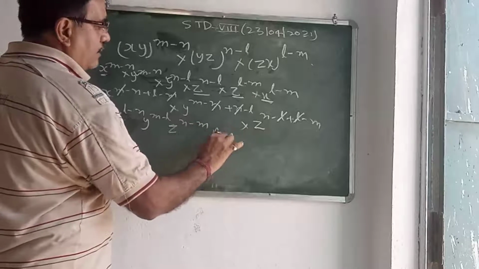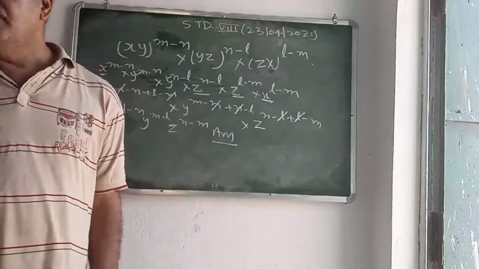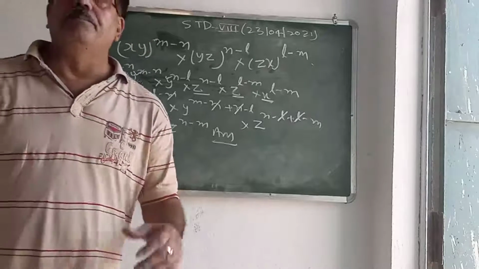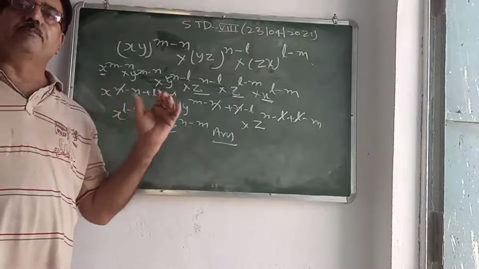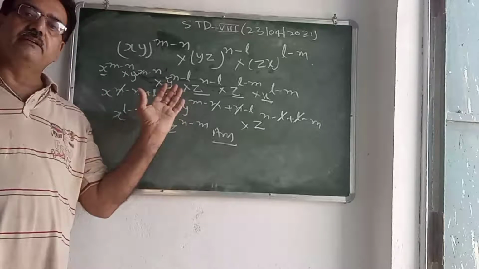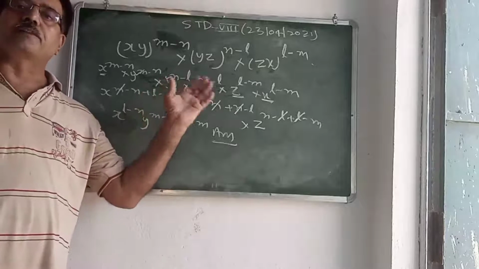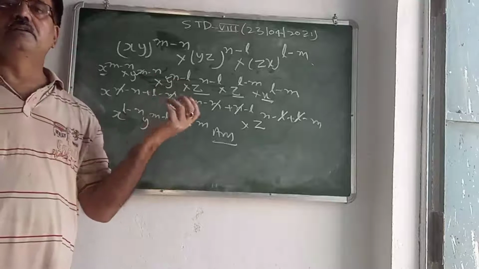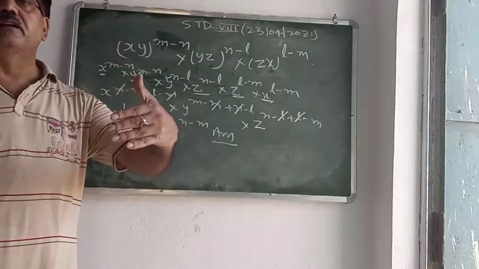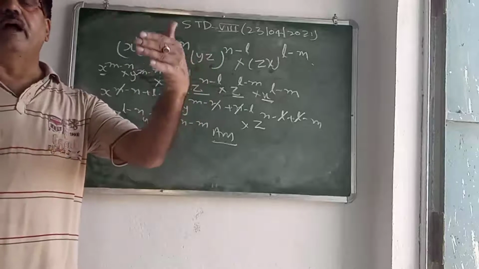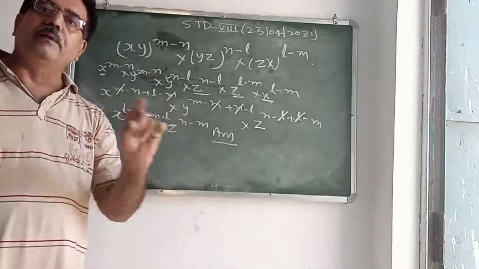This is our answer. You follow this one? So nothing difficult here. Only you have to be careful in simplifications, right? And follow the rules of exponent. Only 3 rules of exponent. Same base, then power will be added. If same base and division sign is there, then power will be subtracted. And third rule, if power on power is there, both the powers will multiply.